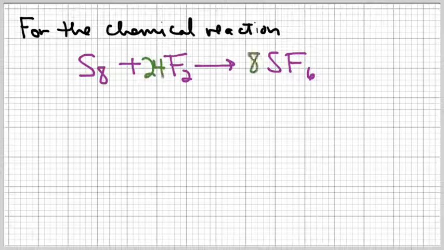So the first task we're provided with is, of course, we've got to balance it. So there's the balanced chemical equation. The ratio is 1 to 24 to 8. There's our recipe. Remember, those are molar ratios. So let's see what they're going to ask us to do.